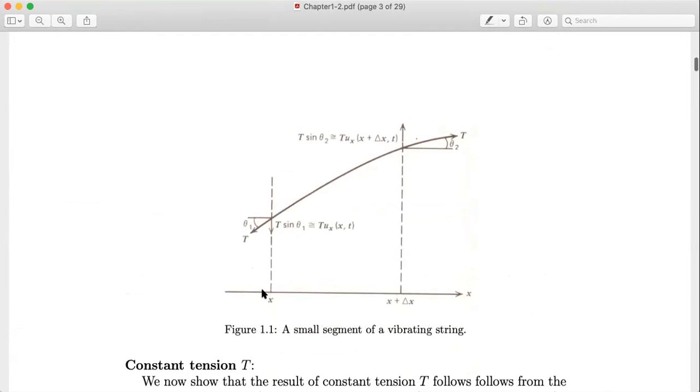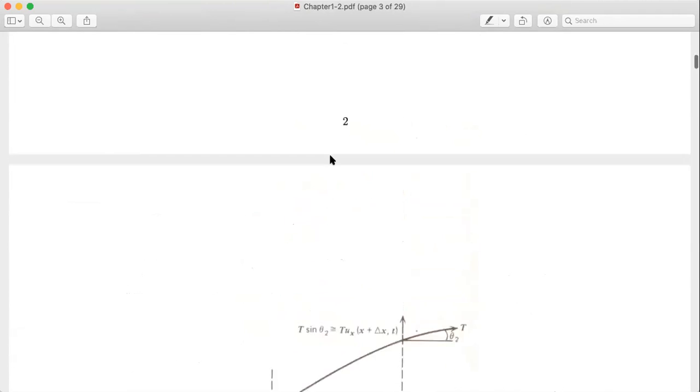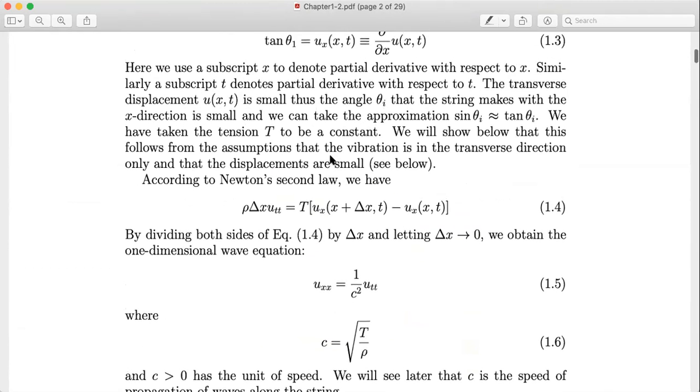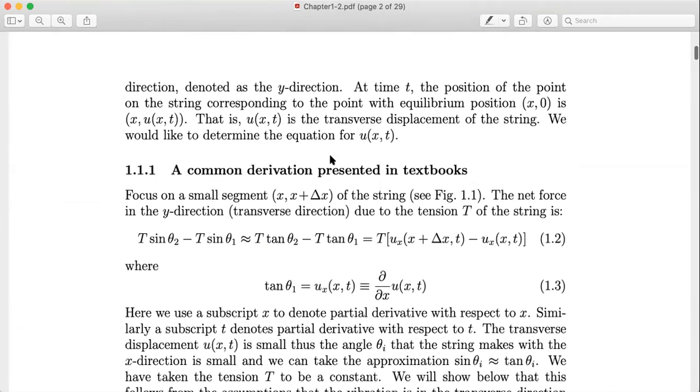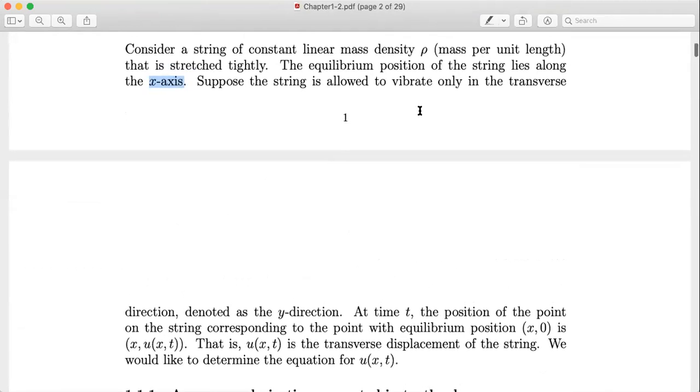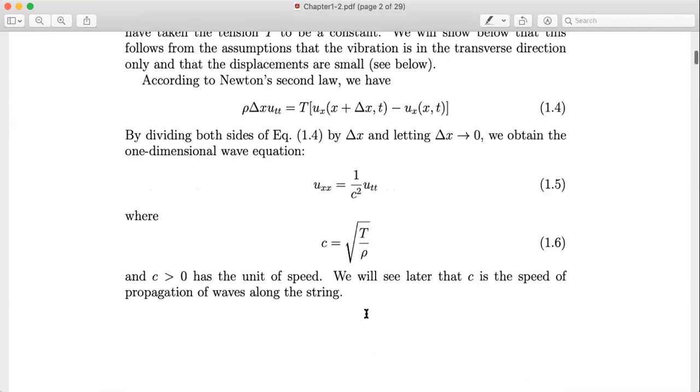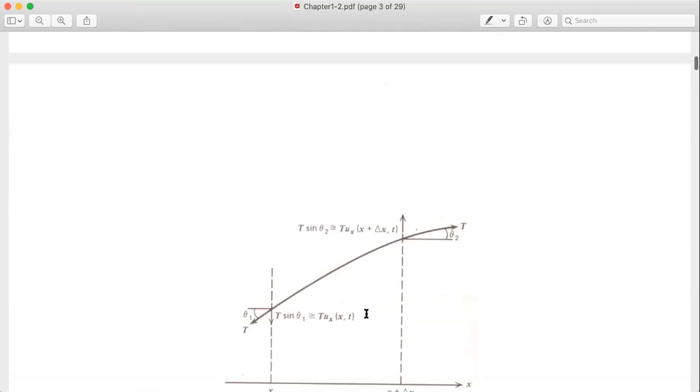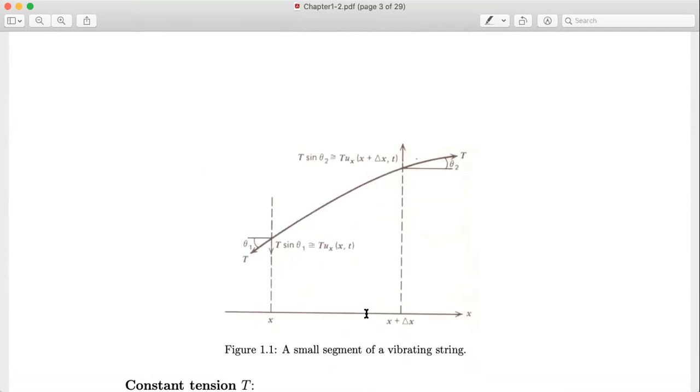So the string originally may be here, and then you let it vibrate in the direction that is perpendicular to x. I call this perpendicular direction the y direction. So the string can be vibrating in the y direction, which is perpendicular to the x direction. And so let's see how we should derive this, okay? You should have seen this before, so let's just review this again.